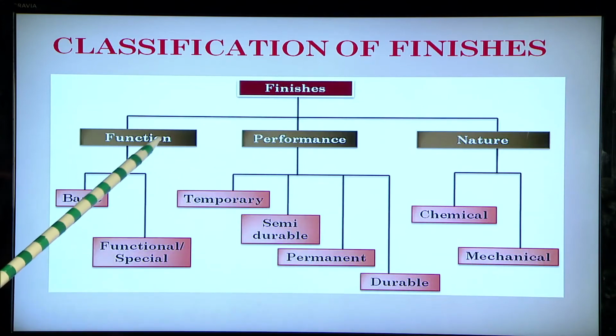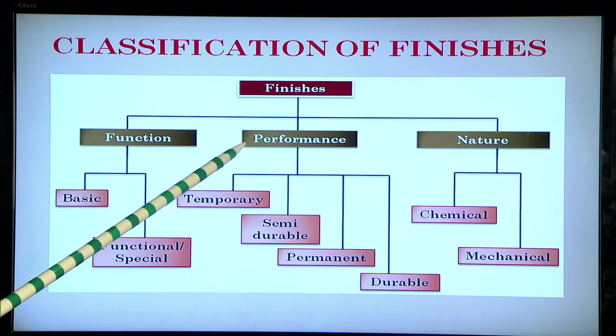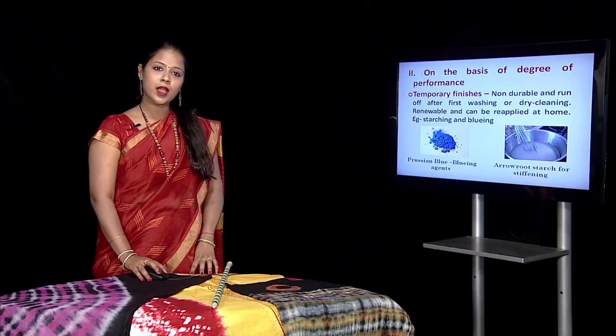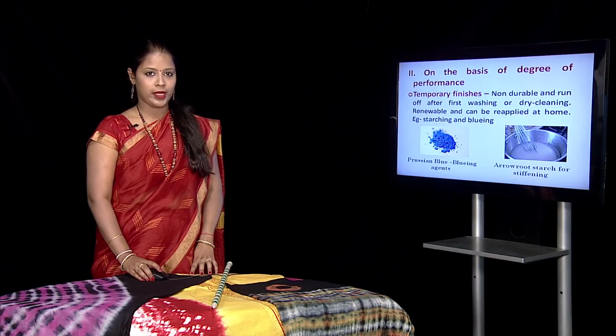Now, after we are through with the categorization on the basis of function, we will move on to the categorization on the basis of performance. On the basis of degree of performance, the first finish are the temporary finishes. They are non-durable and run off after first washing or dry cleaning. They are renewable and can be applied at home. The example being starching and bluing.